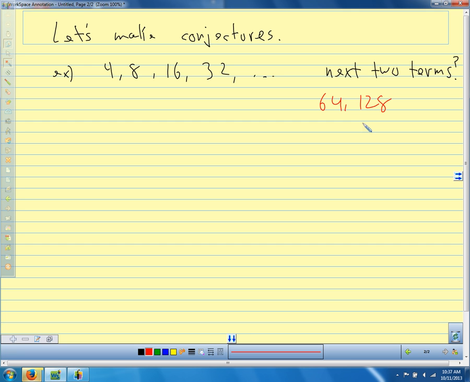Everybody agree? Everybody good with that conjecture? Okay. So our conjecture is we're saying the rule is to multiply by 2. And then these two would be the next two terms.